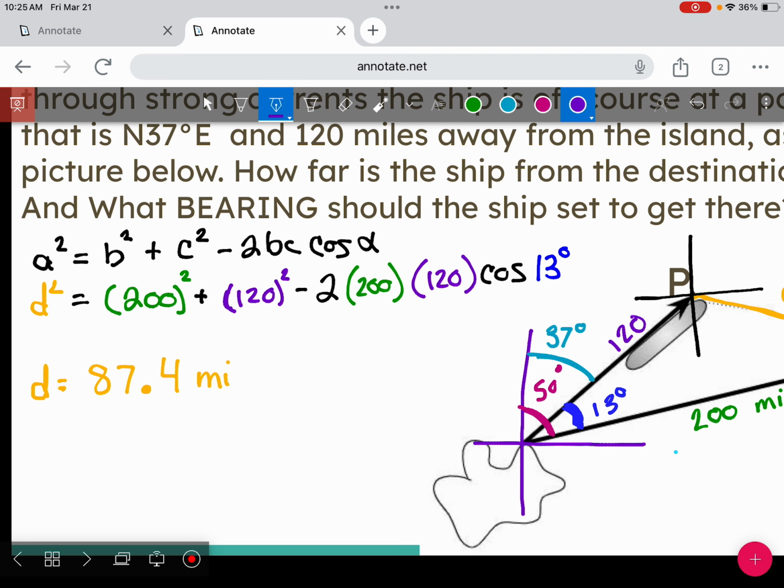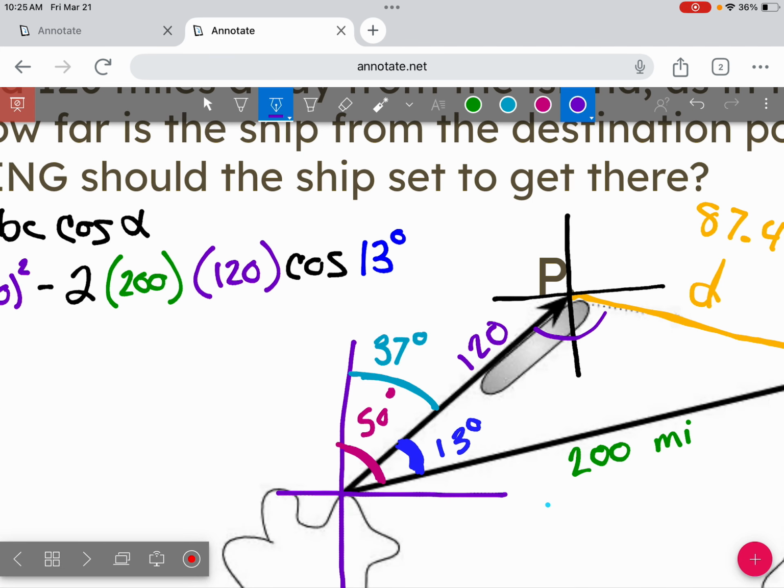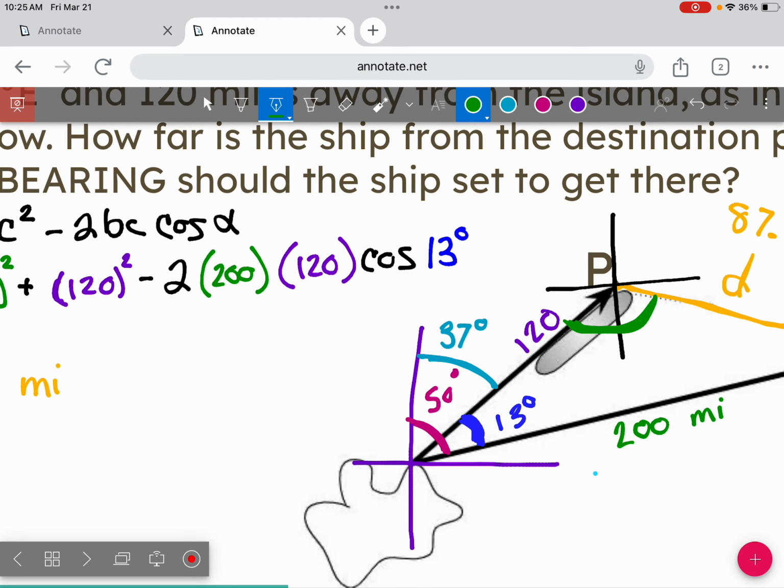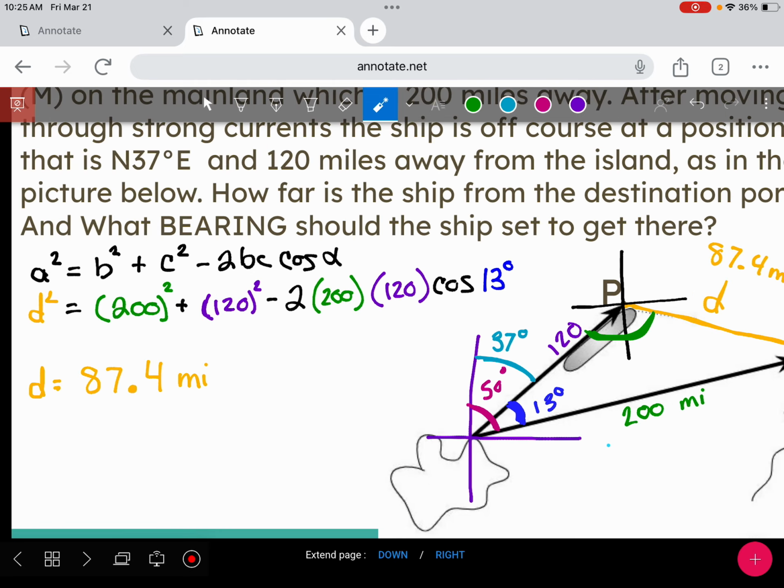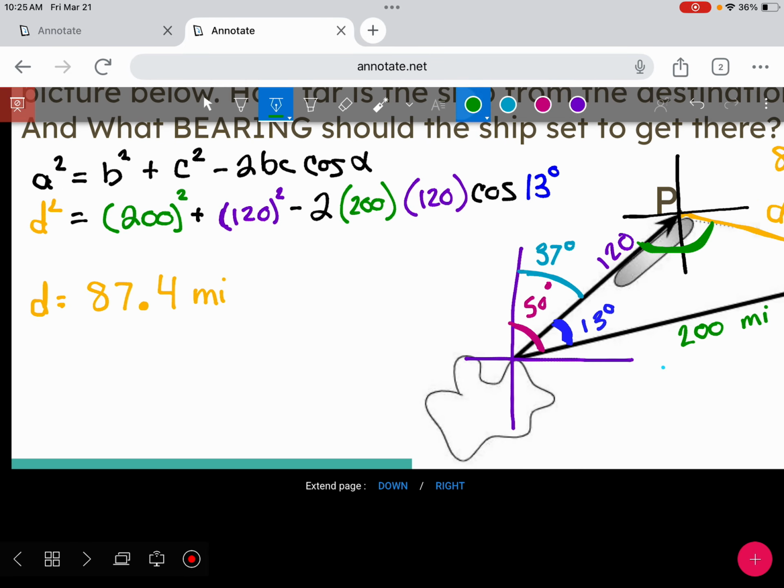We have enough information. We could do law of sines to figure out this angle. I'm going to do that one in green. I'm just switching its color just because then it's all the same color as its own side. Because angle P is opposite of the side of 200, and we know our 13 goes with our 87.4. So we can use law of sines to find angle P.